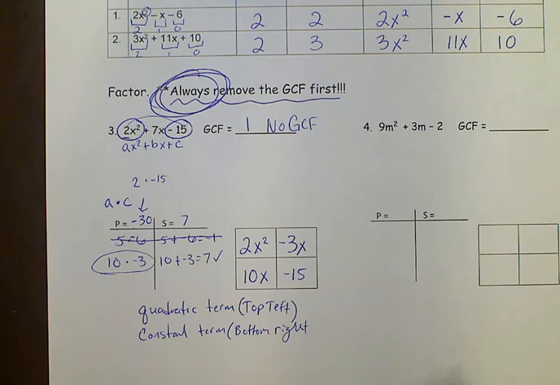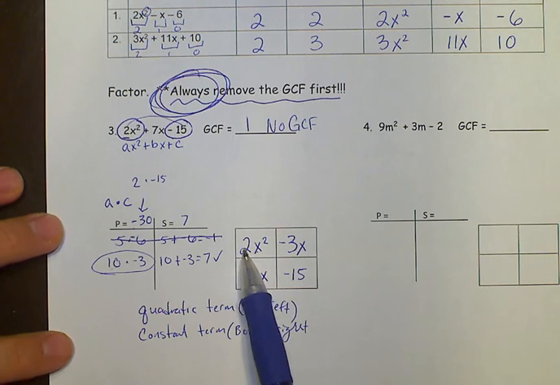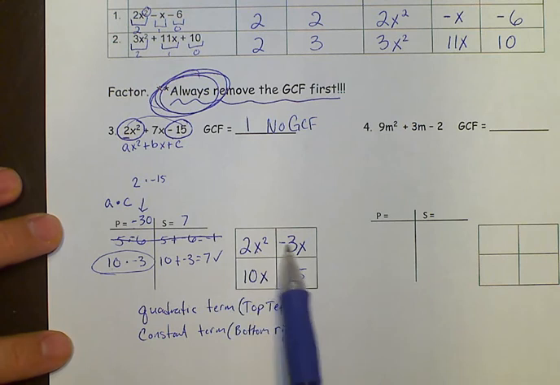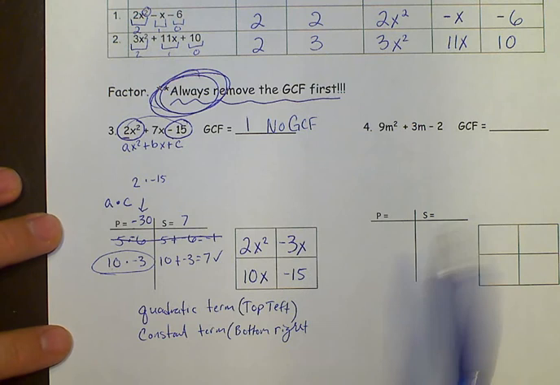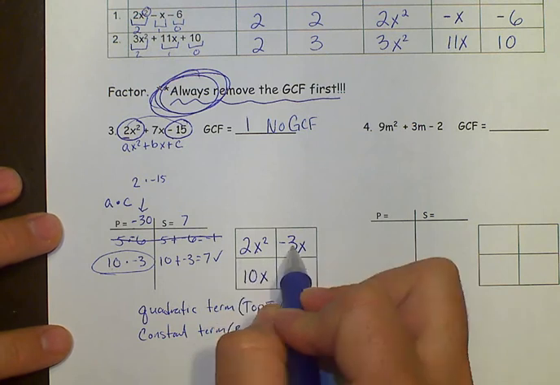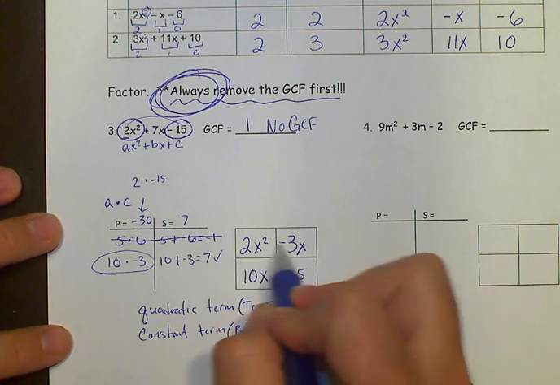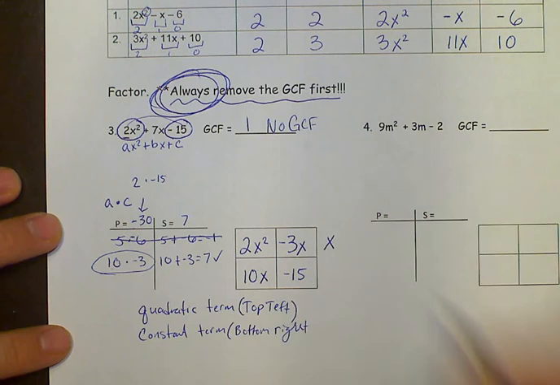Now I go left to right, and I want to take out my GCF between 2x squared and negative 3x. So my GCF from left to right. 2 and negative 3, there's nothing there, but x squared and x, I can take out an x. 10 and negative 15, I know I can take out a 5.